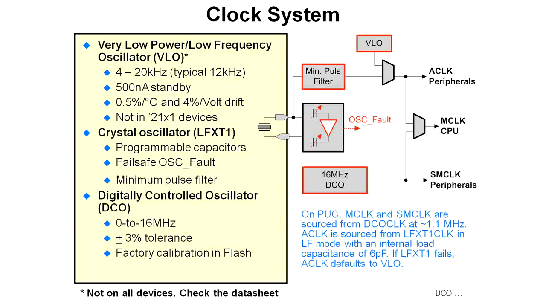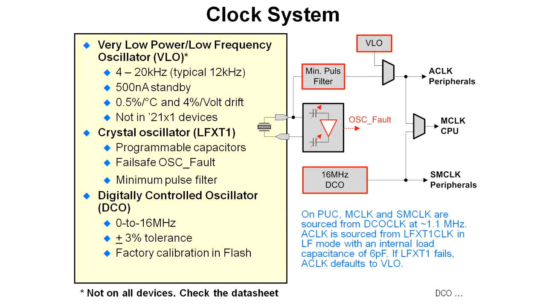There are 2 types of peripherals that you might also have. You might have fast peripherals that need to run at the same speed as the master clock or the CPU. Those are on the sub-master clock or the SM clock. Those are your high-speed peripherals. On the top up here is the A clock. Those are the slower speed peripherals on the device.